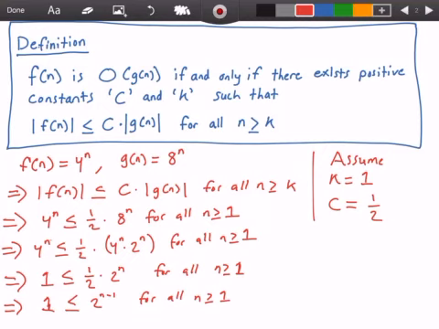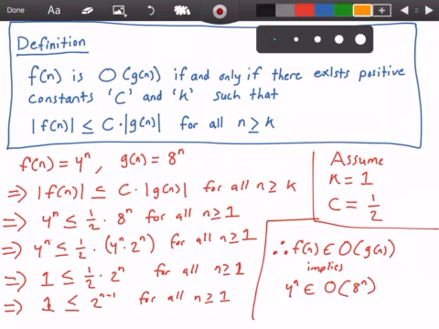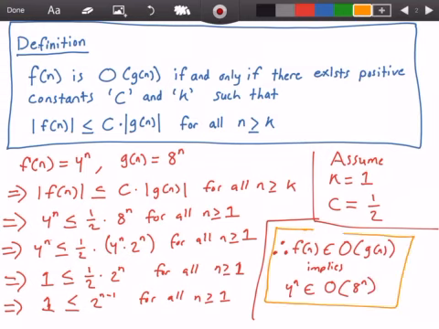So we have proven. I'm going to put over here to the left 3 dots, which stands for therefore. So therefore our function f of n belongs to, that's the symbol for belongs to, big O of g of n, which implies that 4 to the power of n belongs to big O of 8 to the power of n. And that is our answer, guys.